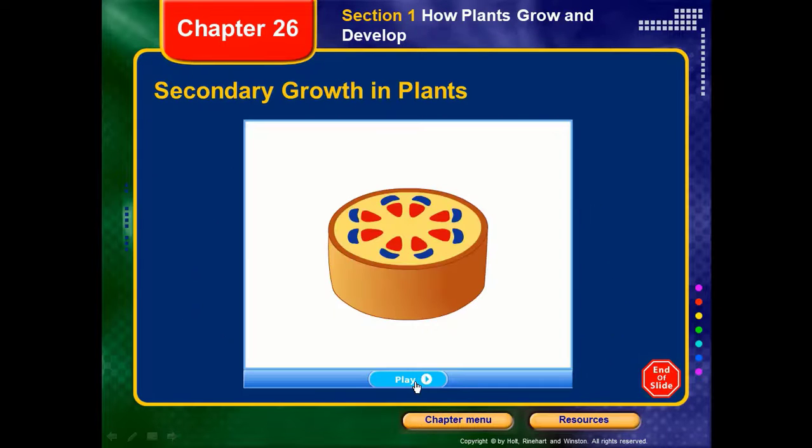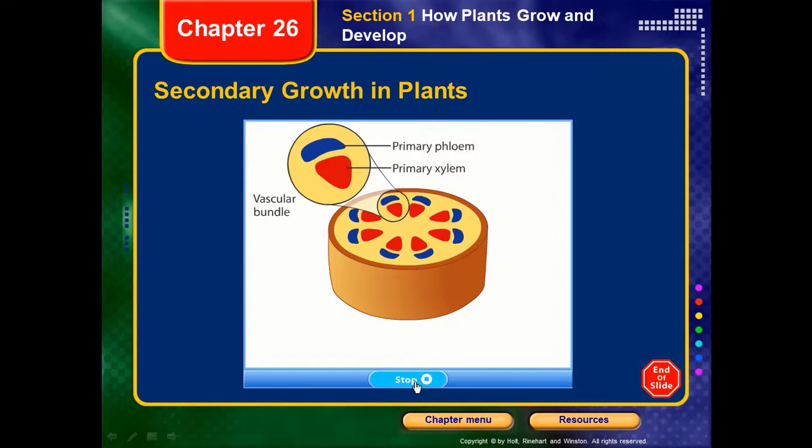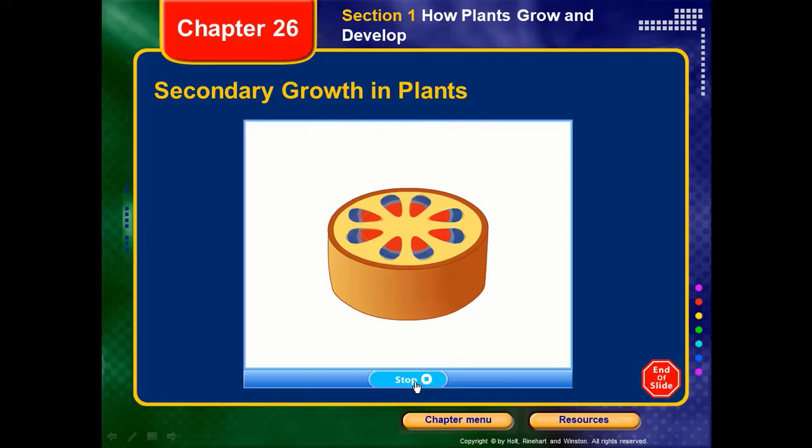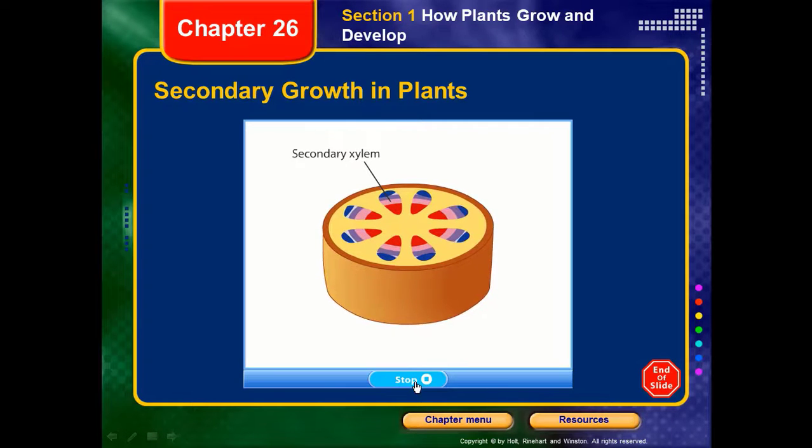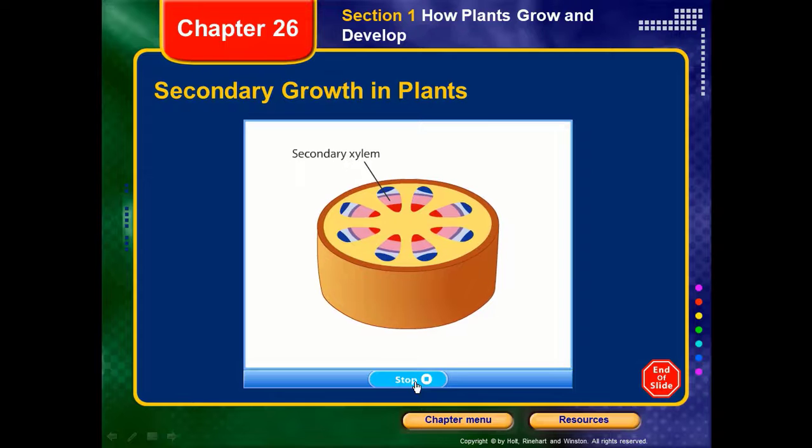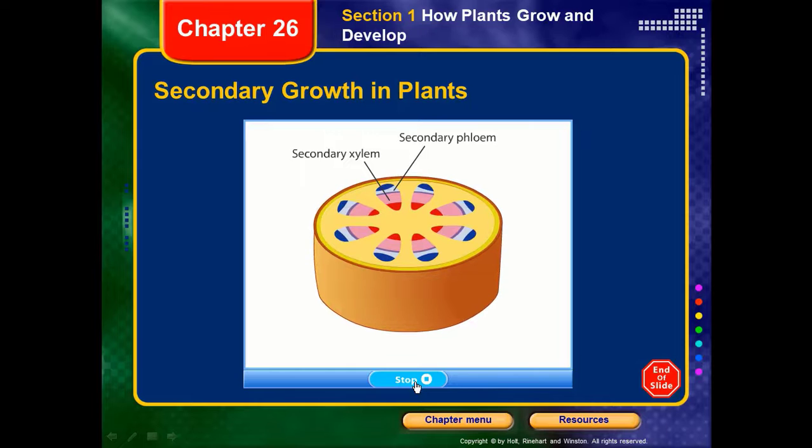A young stem is covered by epidermis and contains pith and cortex. A ring of vascular bundles containing primary xylem and primary phloem separate the cortex and the pith. Vascular cambium develops between the xylem and phloem in the vascular bundles. Secondary xylem is produced toward the inside of the stem, and secondary phloem is produced toward the outside of the stem. As the stem grows in diameter, the epidermis is stretched and broken.